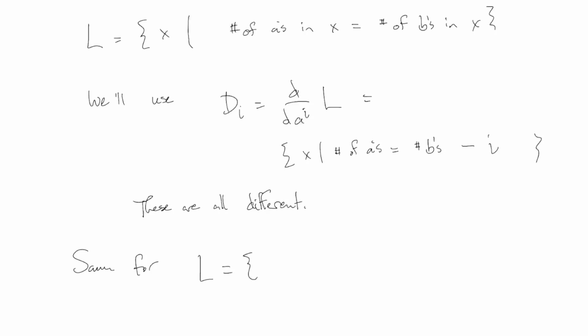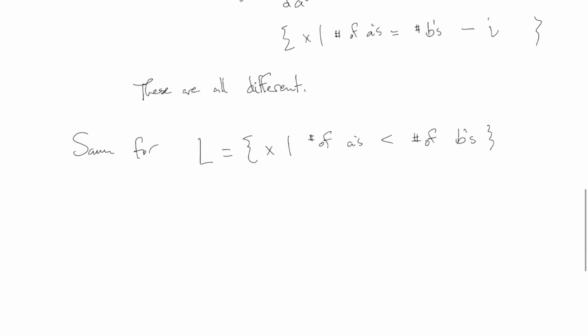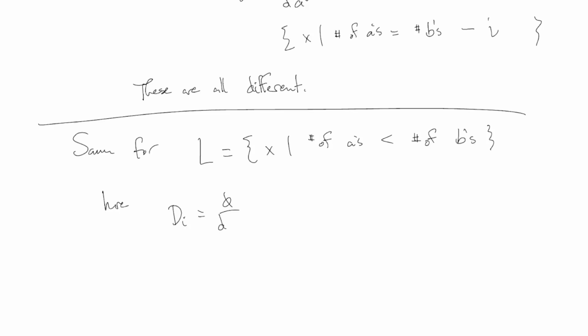And here's another, this is a little less clear. It's not really about a matching amount, but this is also non-regular. How about the number of A's is less than the number of B's? This also is not a regular language. And you can use the same derivative in this case. So the derivative that you want to take would be something like a to the i. And then this ends up saying the number of A's is less than the number of B's minus i. And again, those sets are all different from one another.